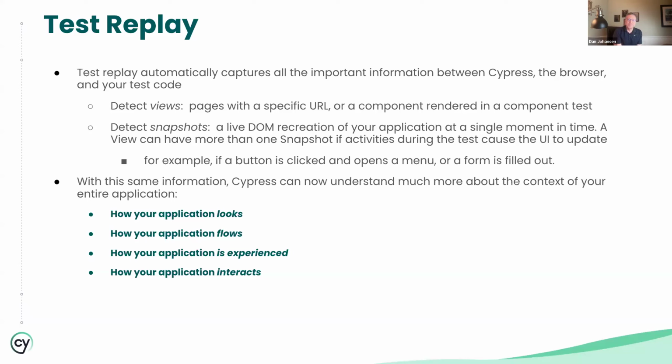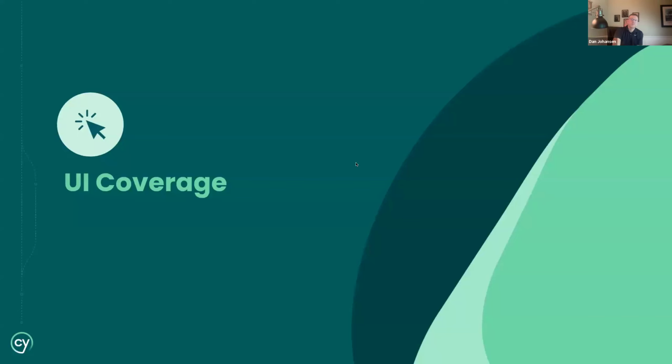Now, what can we do with a view and a snapshot? With this information, we can start to understand how your application looks. How does it flow or move from screen to screen? How is it experienced with your user base? And how does it interact with other applications or with data outside of the actual screen that the users are interacting with? And so that is the basis. That information right there allows us to offer some additional features, part of our application quality suite.